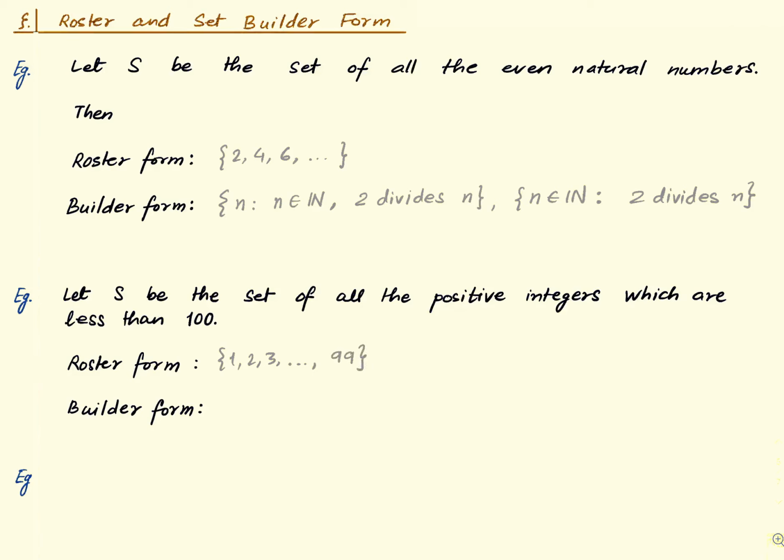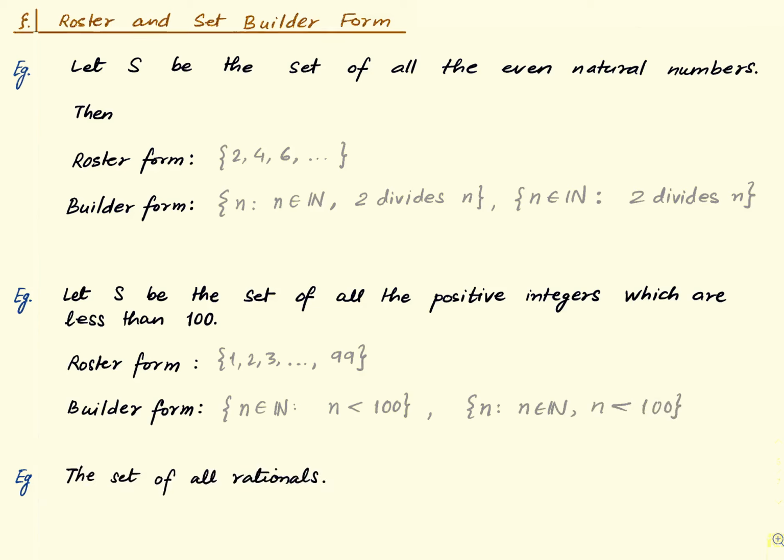Okay, but in builder form, it's much more precise. You say all the natural numbers which are less than 100. Right? That's one way. Or you could say all n such that they are natural numbers and they are less than 100. Both are fine.